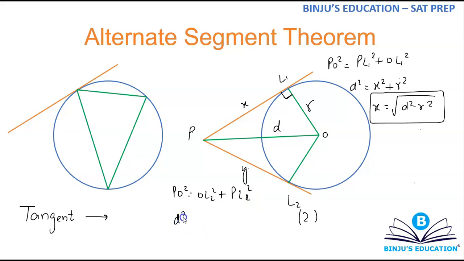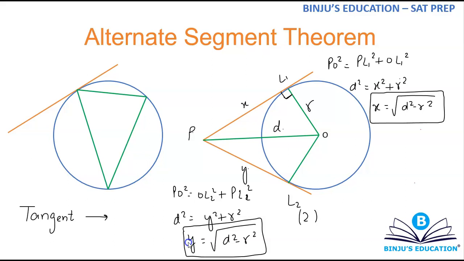So I'll get that d square is equal to y square plus r square, and y will be equal to under root of d square minus r square. Now you'll observe that the value of x and y is equal. So another thing which you need to remember, that from a point that lies outside the circle, the two tangents drawn are always equal in length.